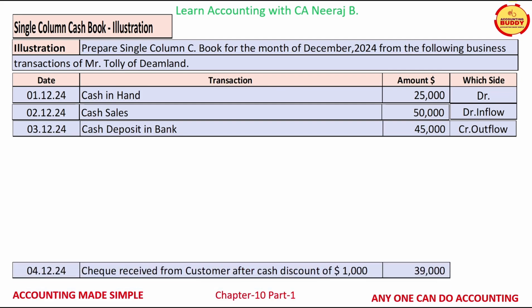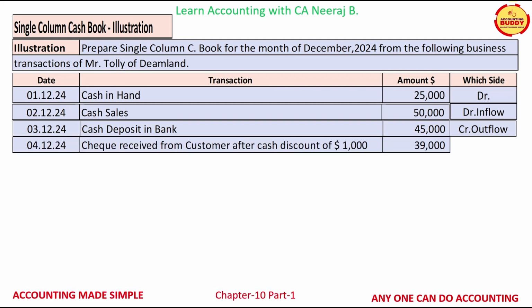On 4th December, business received a check of $39,000 after allowing a discount of $1,000 from a customer. Now, whether this transaction will be recorded on the debit or credit side of the cash book? Well, the answer is this transaction will not be recorded in the cash book as it does not affect the cash of the business.